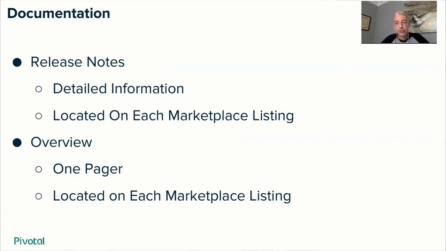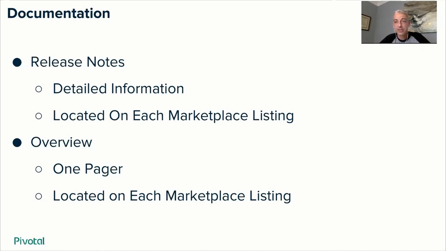Documentation. We have two main documents for cloud deployments. These are the release notes, which is detailed information about the cloud deployment, whether it be Amazon, GCP, or Azure. It has all the different resources listed out, very detailed information. Those are located on each marketplace listing, so you'd have to go to the Amazon, GCP, or Azure marketplace and click on the link to actually see this.